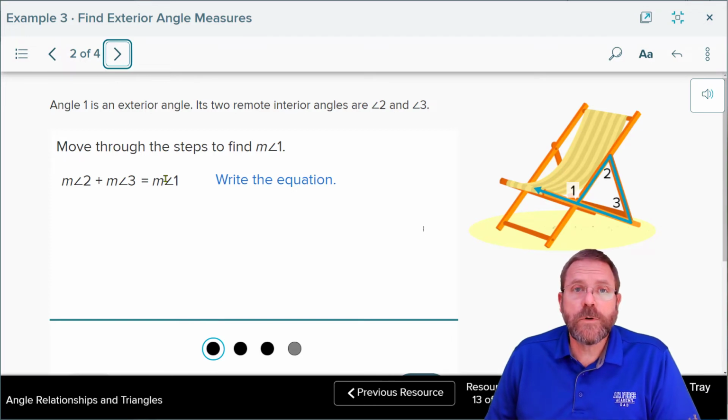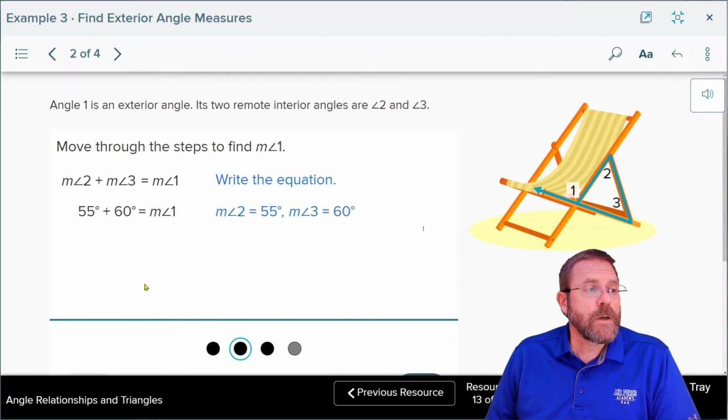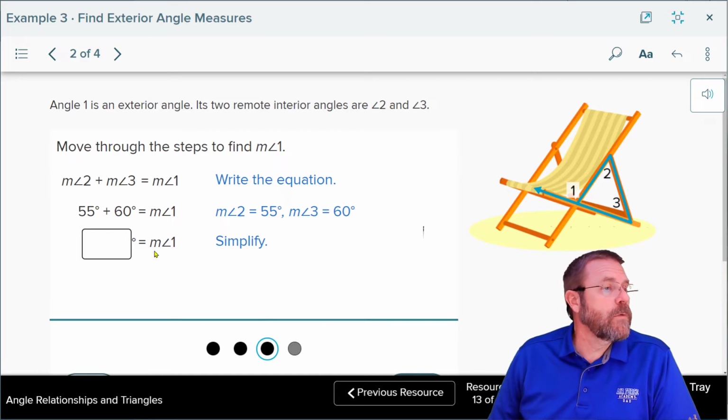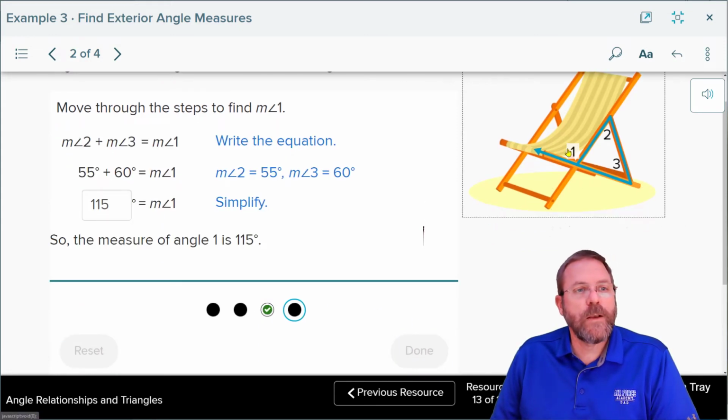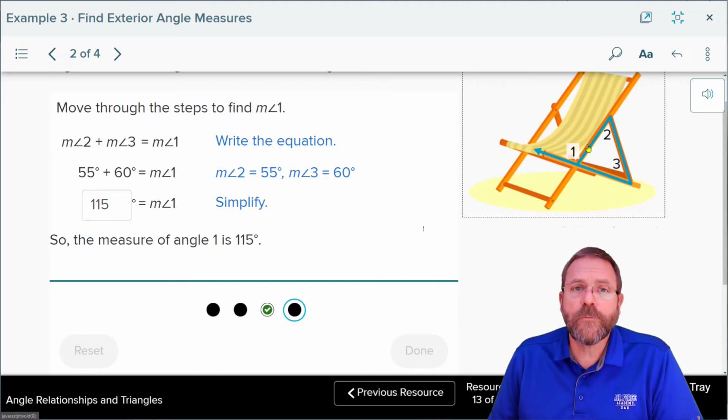You always do want to start with a formula. They plugged in what they know. They know that 2 is going to be 55. They know that 3 is going to be 60. 55 plus 60, that's going to end up equaling, get my brain working, it's kind of tired, 115 I do believe. Check that, and it checks. So the measure of the angle 1 in your chair, 115 degrees. Not hard, just a whole lot of time to explain.